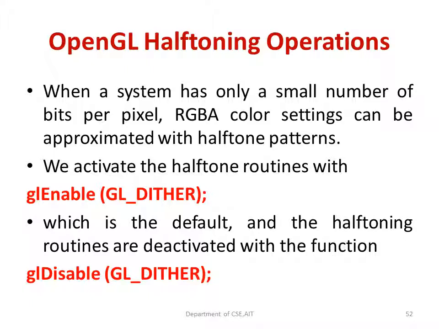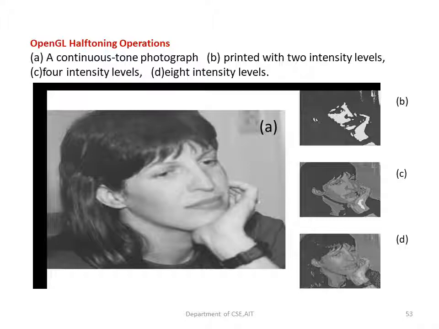If I want to activate half-toning, I should make use of glEnable, GL_DITHER. And if I want to switch off this particular property, then you can go for glDisable. The half-toning routine will be deactivated. Here we can see an image which is a continuous tone. That means the picture A is a continuous tone image of a lady. So can we reduce the number of bits per pixel and still see the same type of image?